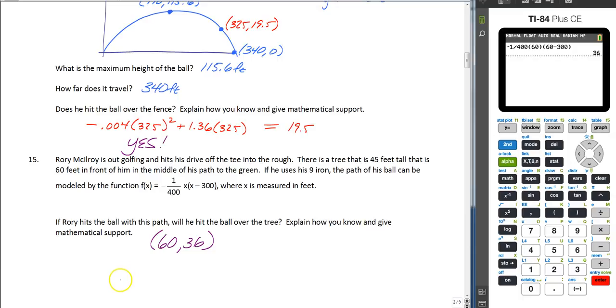So the answer to this one is no. And all you need to do is say that he will hit the tree because it's only 36 feet off the ground when he needs to hit the ball over a 45-foot tall tree. Something like that.